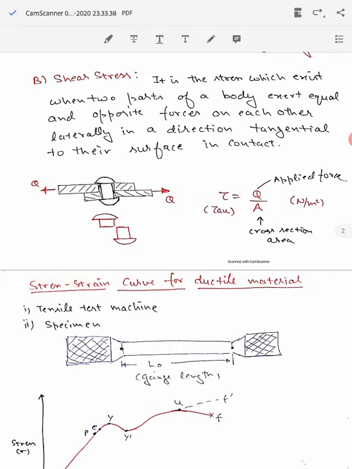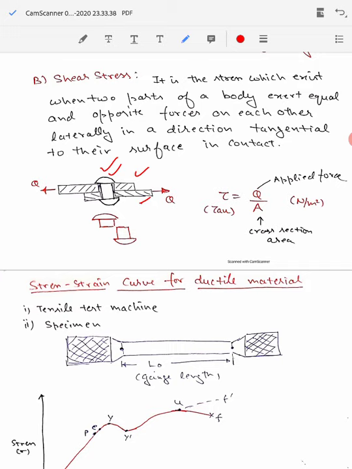You can see that there are two plates here which are joined with the help of a rivet. So when these two plates are being pulled in opposite directions, then because of it, this rivet may fail at the middle of it, at this juncture. So this is the diagram of the rivet failure here.